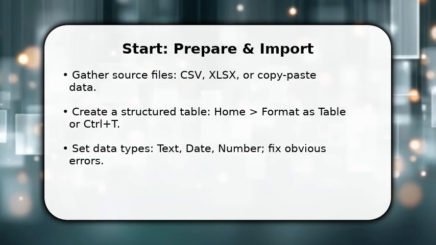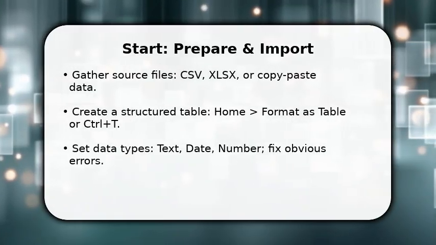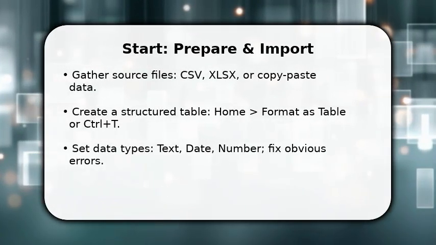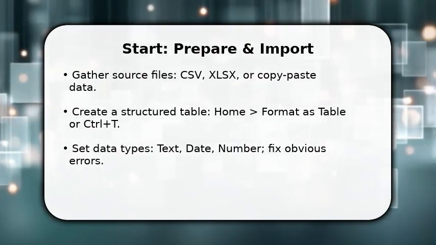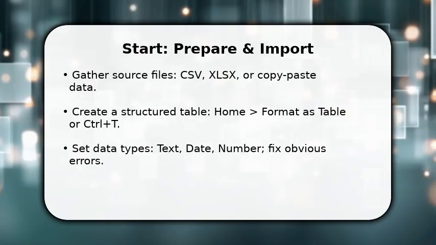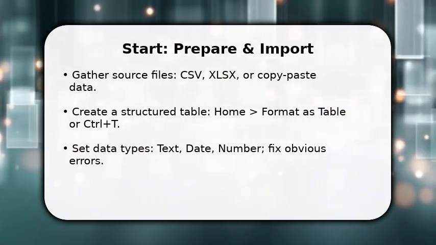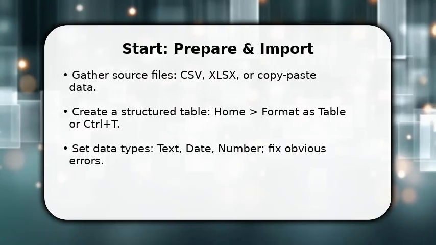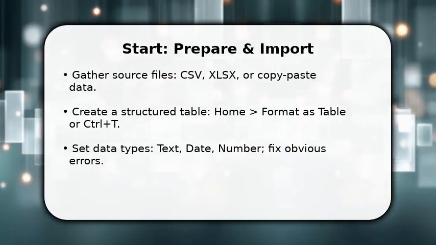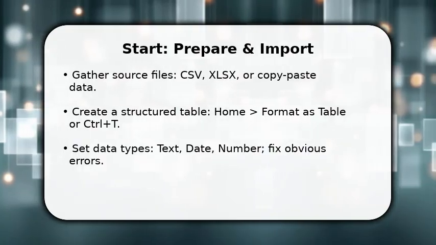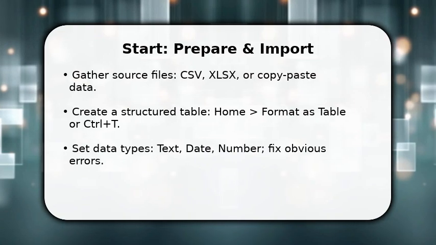You begin by assembling your inputs and defining a table structure so formulas behave predictably. Import CSV or copy data into a clean sheet, then convert to a table with Ctrl+T. Once done, inspect and set column data types, dates, numbers, or text, so sorting and calculations work correctly. You're doing this now to avoid noise later. Consistent types prevent errors in lookups and pivots, and they make validation and automation far easier to apply.